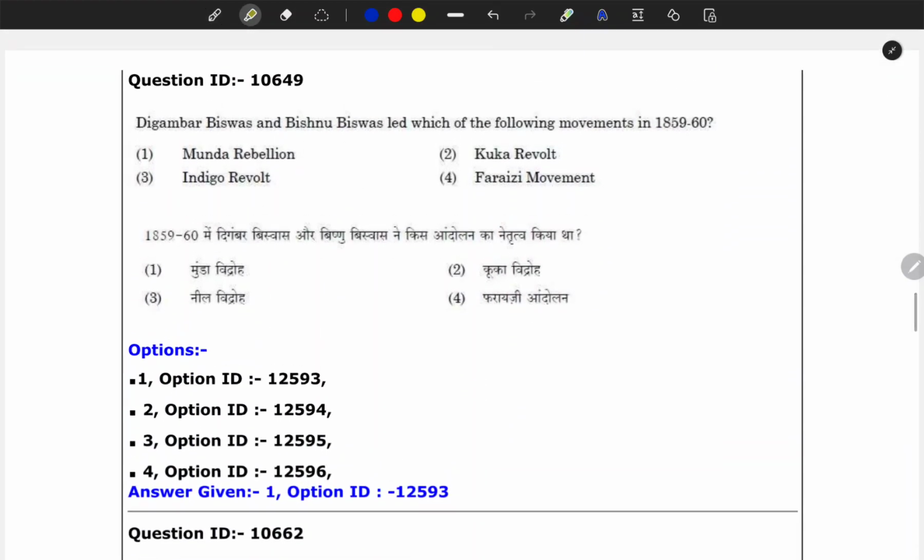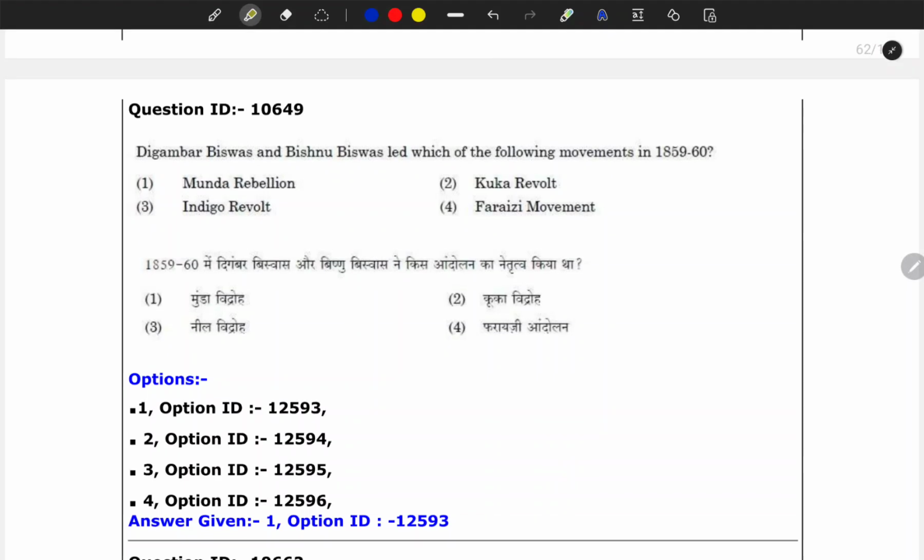Again here, Digambar Biswas and Vishnu Biswas led which of the following movements in 1859-60. So this question is pure fact. If you don't know about it, we cannot do anything about this. But for elimination, you can eliminate Faraji movement and Munda rebellion. If you don't know anything, you know that the Munda rebellion and Faraji movement leaders must have had some Muslim names. Don't go into that, but this is how you have to think.